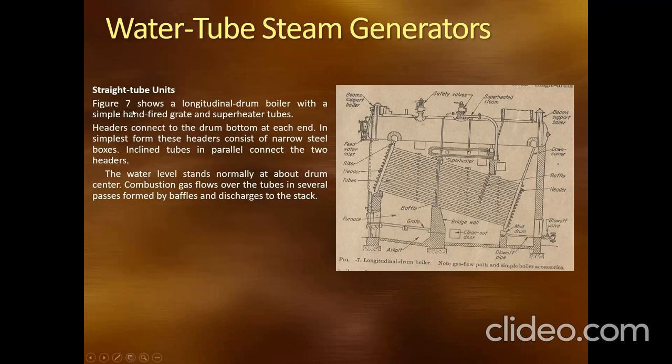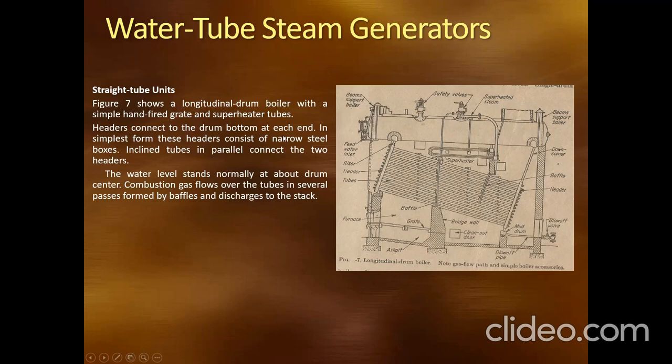Unahin natin yung straight tube. Straight tube shows a longitudinal drum boiler with a simple hand fired grate and superheater tubes. Ito yung superheater na. Ito yung boiling. After boiling, papasok siya dito. Doon sa isa, superheat. Ito naman is yung chimney. So, sa power plant yan na yan.